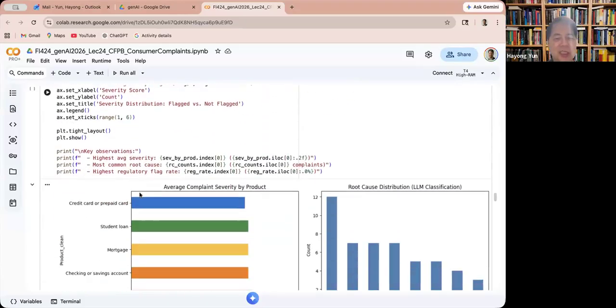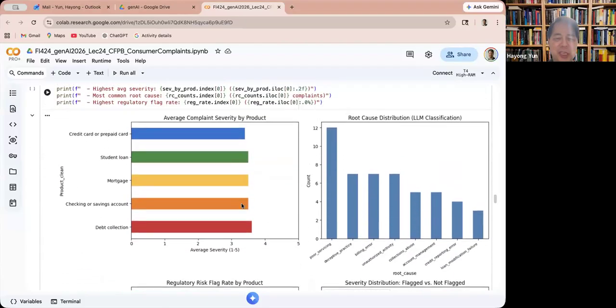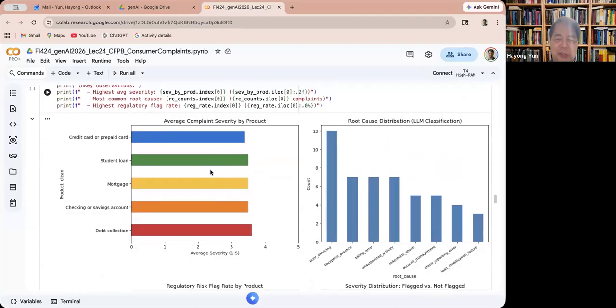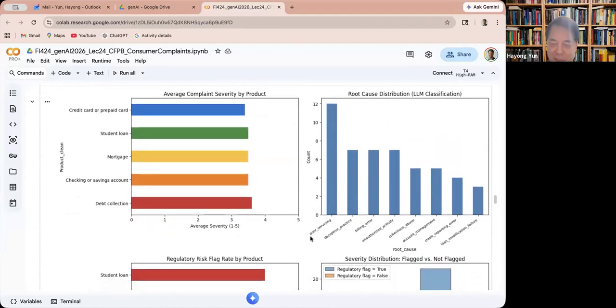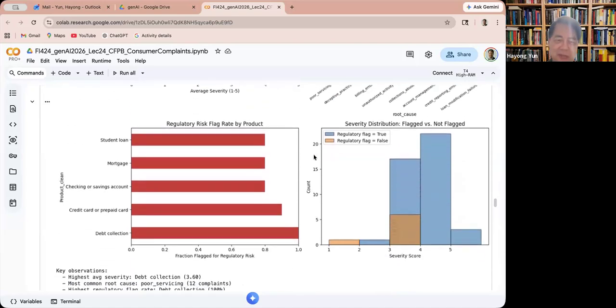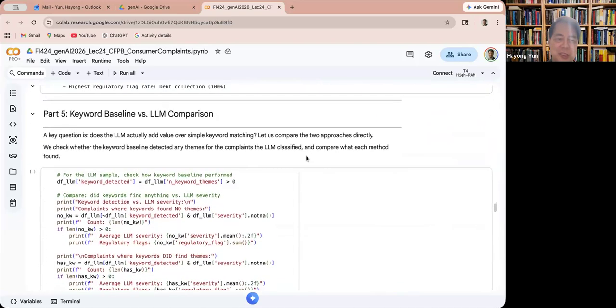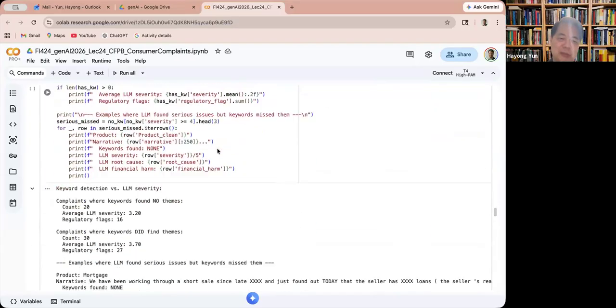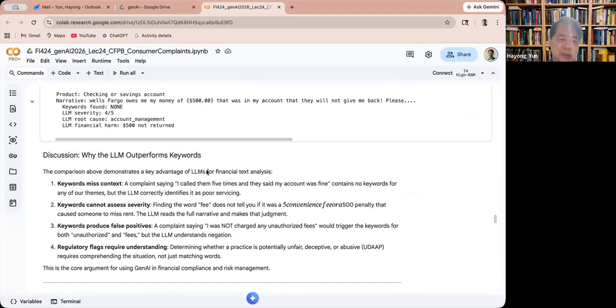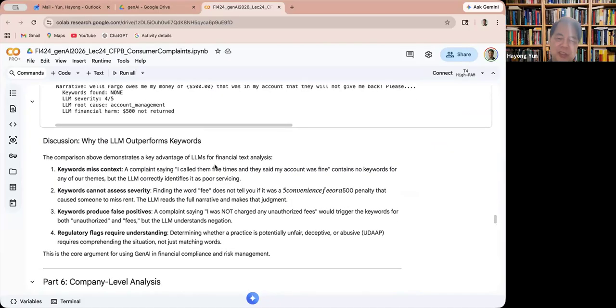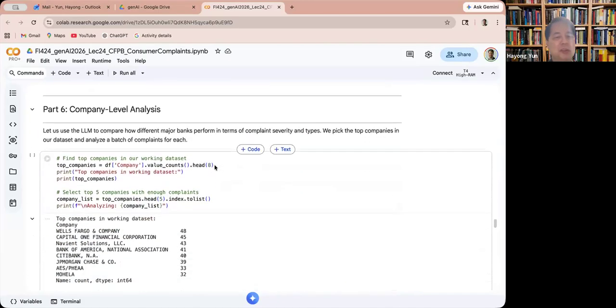And the part that I like is usually visualization. So you can have it in a picture, how the average complaint severity looks by product, the root cause, like poor servicing is very high. Yeah, you can do this. And keyword baseline versus LLM comparison. You can see where the LLM, understanding the context, would be really strong.